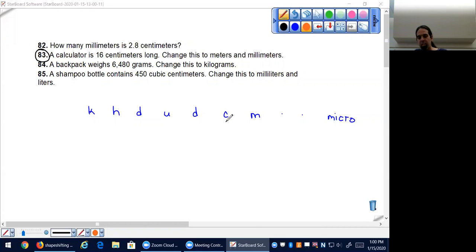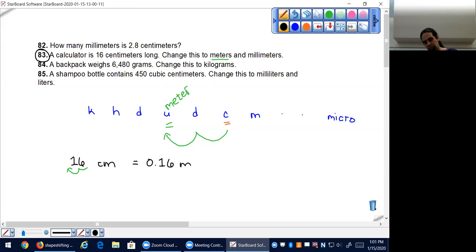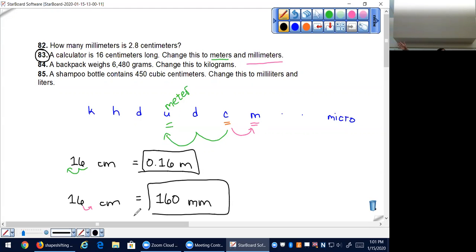Okay, a calculator is 16 centimeters long. Change this first to meters. Where's meters on this list? Yeah, meters is hiding here. It doesn't start with U, so be a little careful. So this one is two scoots to the left. And millimeters. So this one is one scoot to the right. Questions about either part of 83.